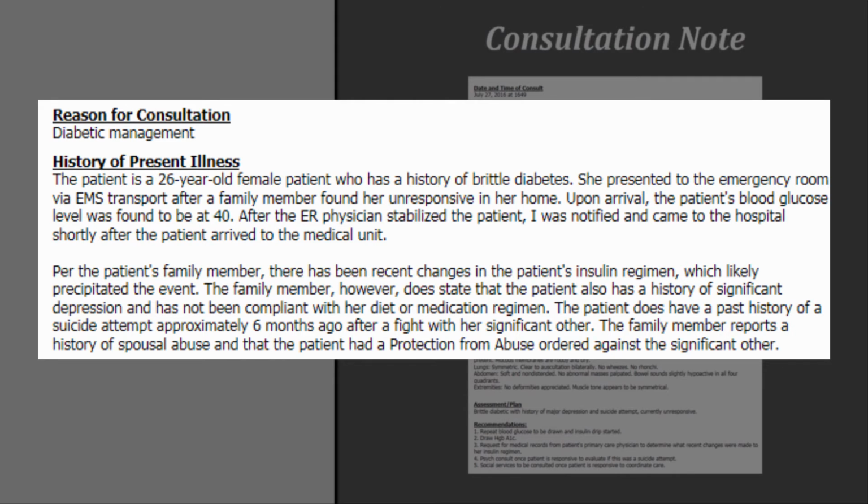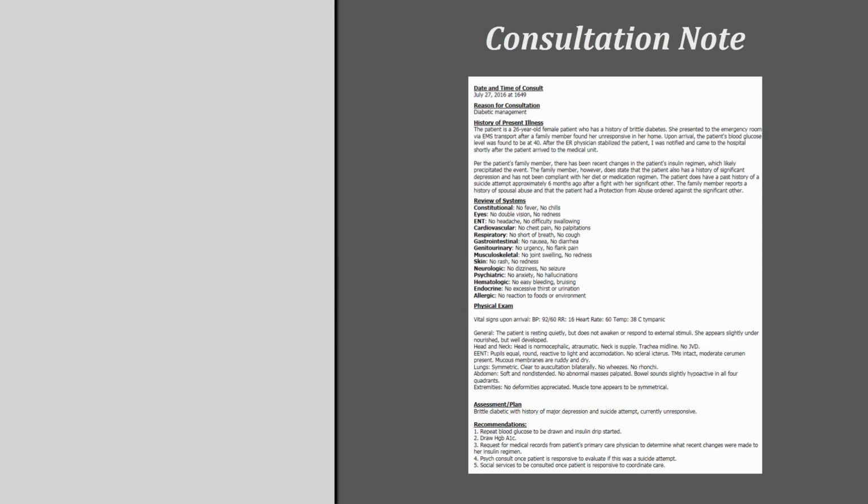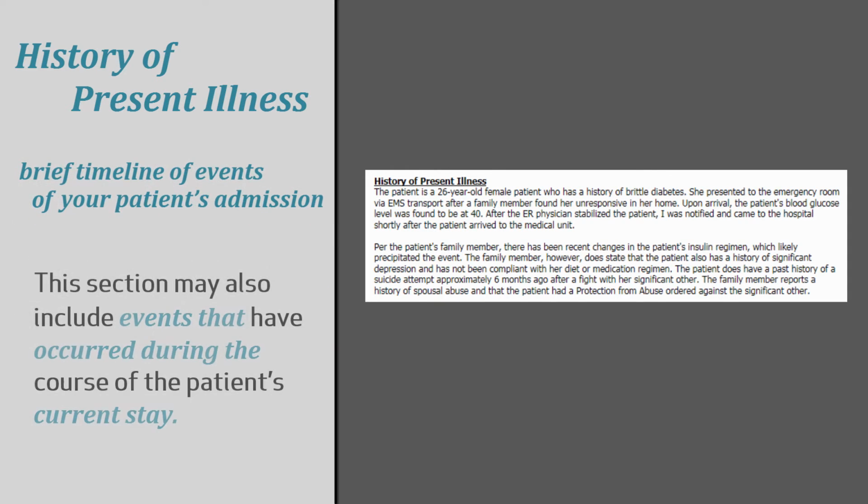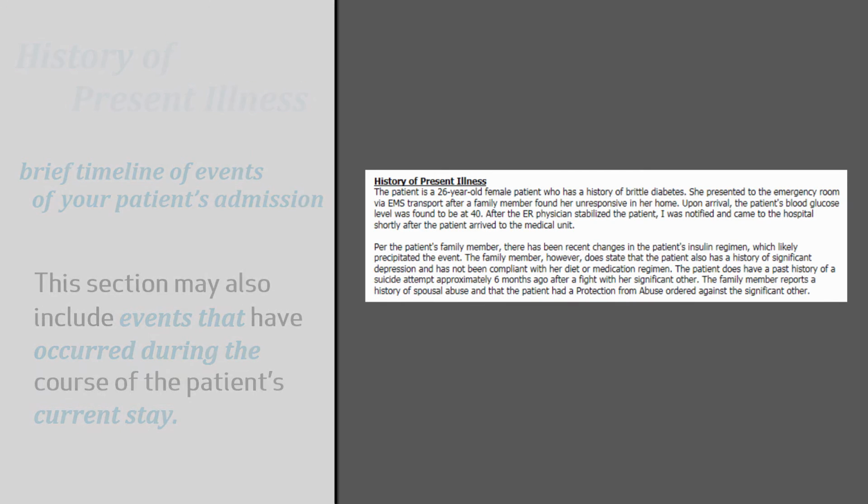Both the H&P and consult notes contain a section called History of Present Illness, or HPI. Information found in this section can give you a brief timeline of events of what led to your patient's admission to the facility. This section may also include events that have occurred during the course of the patient's current stay.